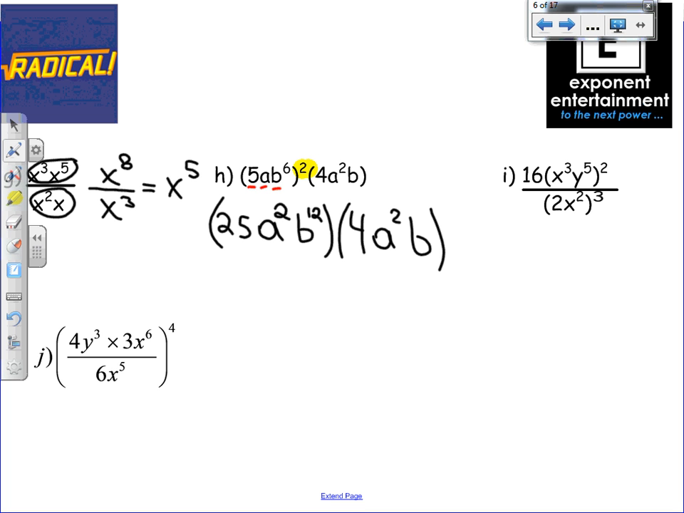Yeah, Murphy's on fire. He's got it. So what he's saying is you multiply the coefficients by each other, the a's by each other, the b's by each other, and then use our laws to add them all together. What's 25 times 4? 100. What are the a's? A4.